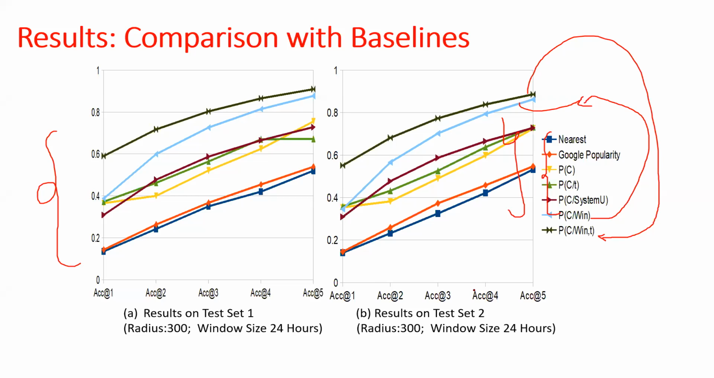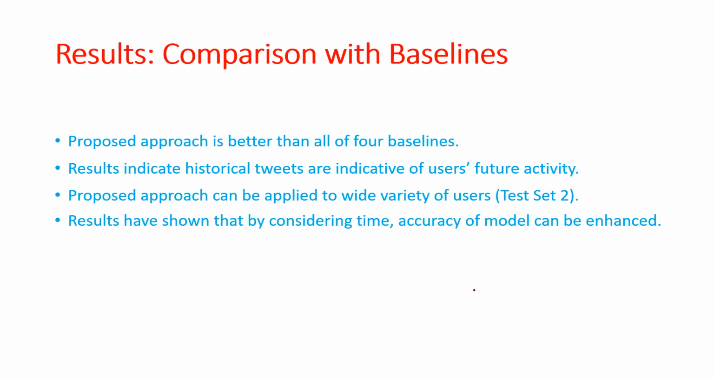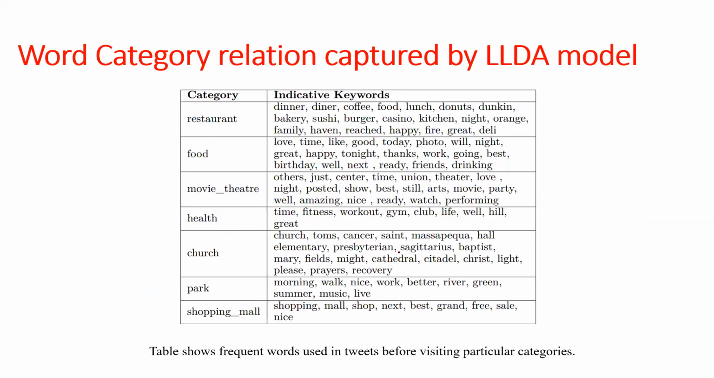Fine. So then we compared it to the baselines and found out that our proposed model is working better than the baselines. And this is what we have found out in my labeled LDA model, that every time the user is tweeting these words in their tweets, these words are actually tweeted before he has visited a restaurant.